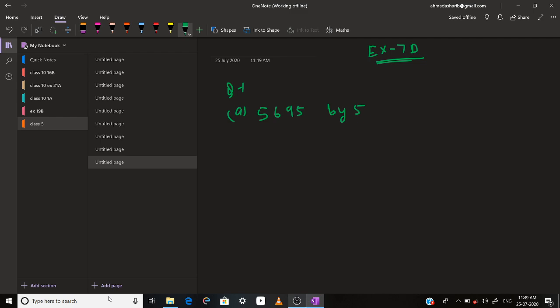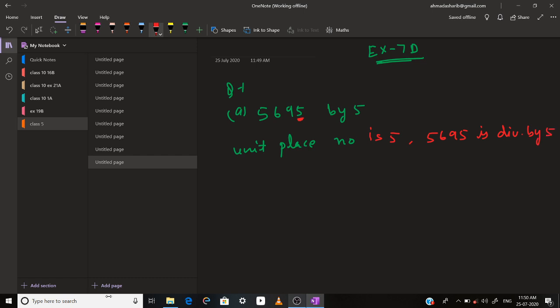Now as you can see, what is the unit place number? This number is the unit place number. The unit place number is 5, and I have told you if you have 5 or 0 in the unit place, that number will be divisible by 5. So the unit place number is 5, so we can say that 5695 is divisible by 5.